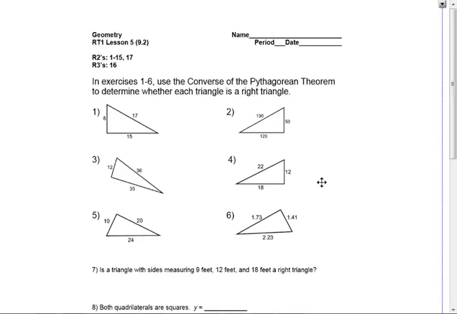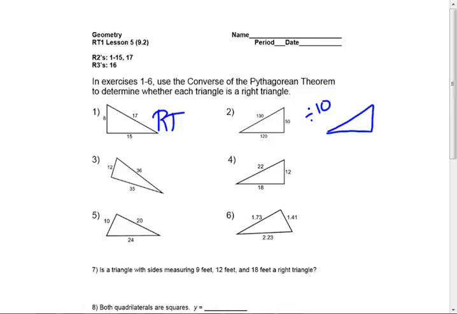Now, this is lesson 5. I can do number 1 without any work. This is 8, 15, 17. Is it a triple? Yes. So it's a right triangle. What about this one? Divide by what? 5. Zach, what do I divide by here? What's common? 32. Divide by what? 10. This is 13. This is 5. This is 12. Is that a right triangle? Yes. It's a Pythagorean triple.